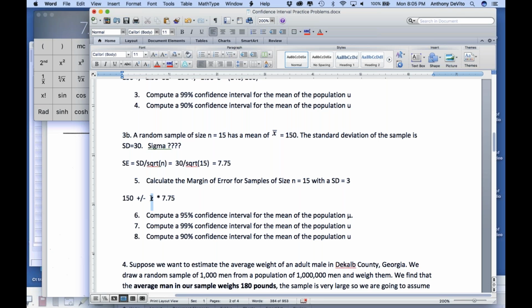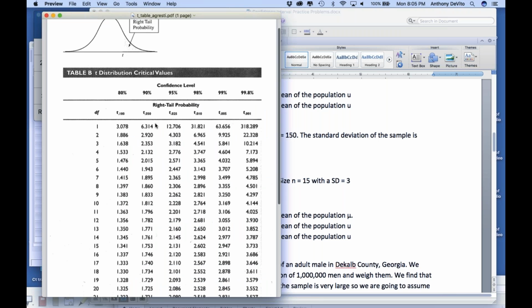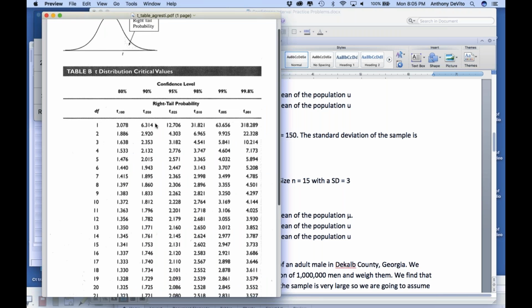But now I don't know what my population standard deviation, sigma, is. And it's a small sample size. I can no longer justify using the Z distribution, the Z table. I have to use a different table, which will give me a different value for Z. Instead of calling it Z, we're going to call it the T distribution. I posted it on Blackboard. Here is a T table.